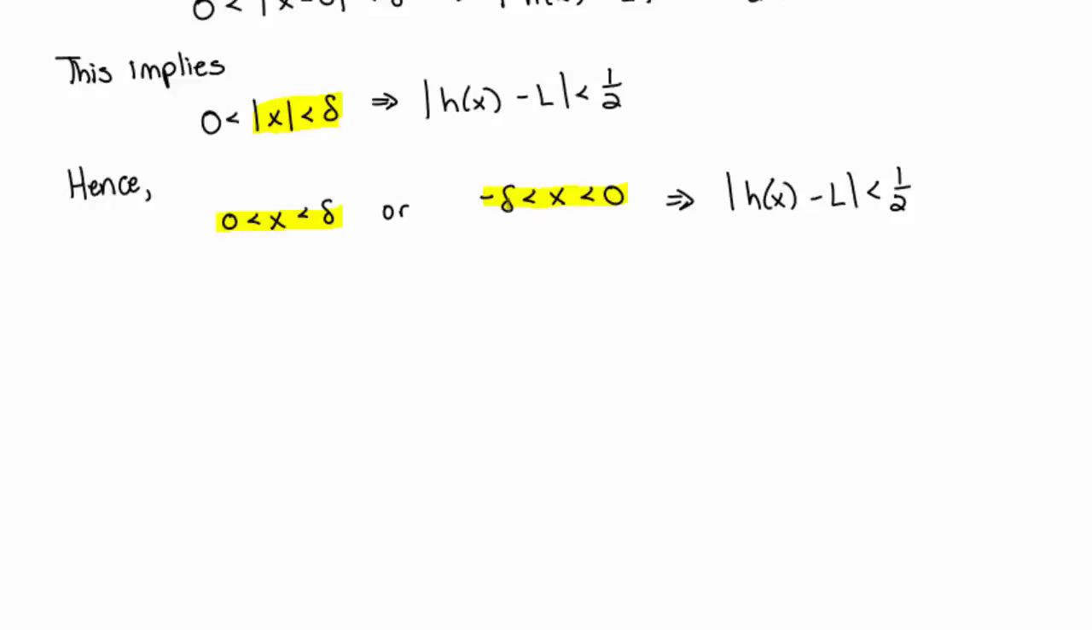Okay, so if that's the case, if I know that x is between 0 and delta or between negative delta and 0, I'm going to take it in both cases here. Now remember, we're assuming that somebody walked in and handed us an epsilon of 1/2.